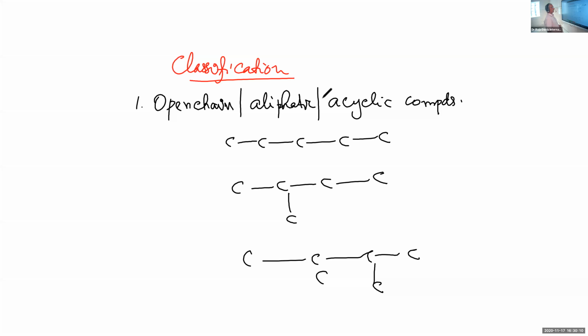They are also known as aliphatic compounds or alicyclic compounds. So for example, CH3, CH2, CH2, CH2, CH2. That is an open chain compound. All the carbon atoms are kept open. There is no ring formation. This compound CH3.